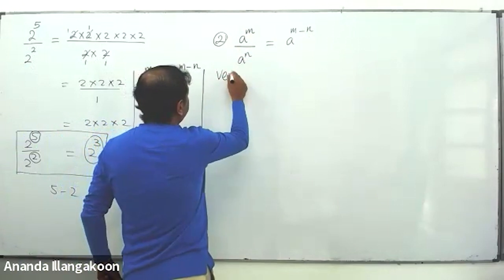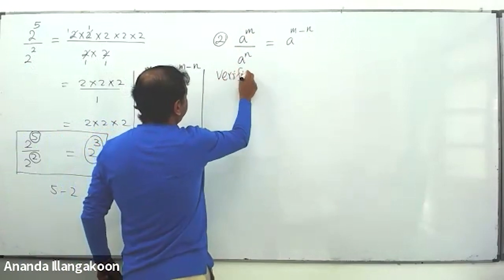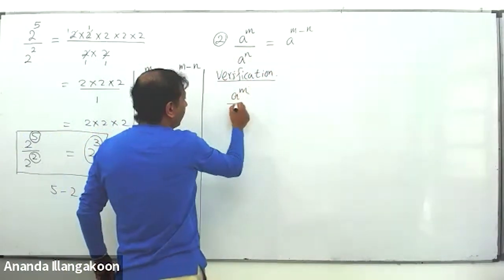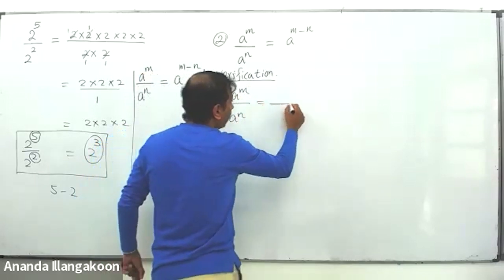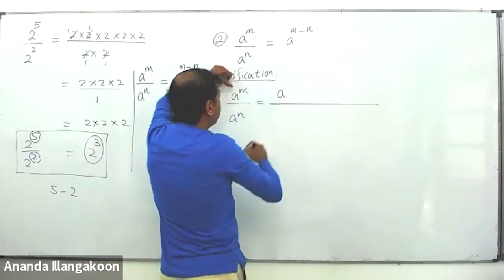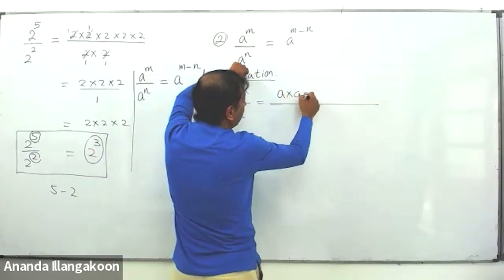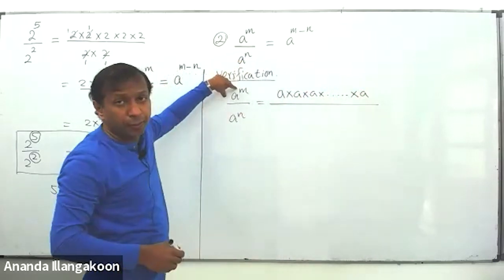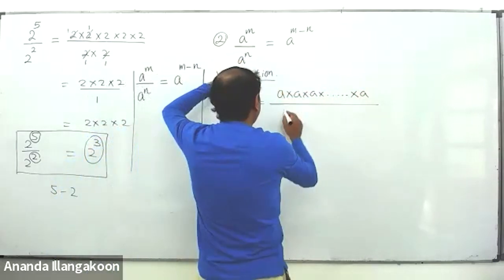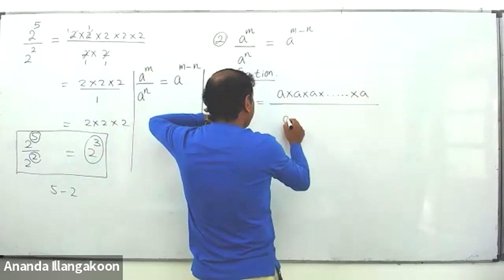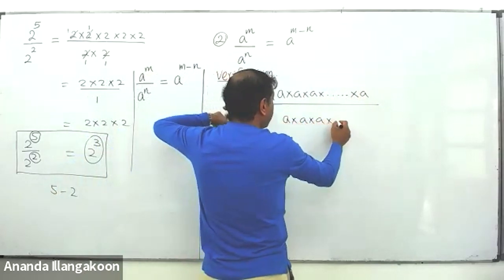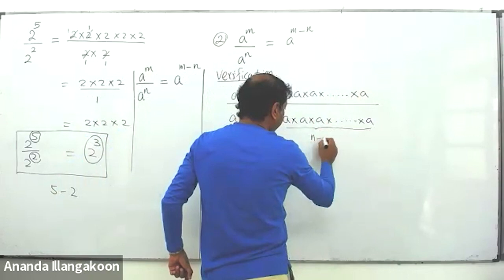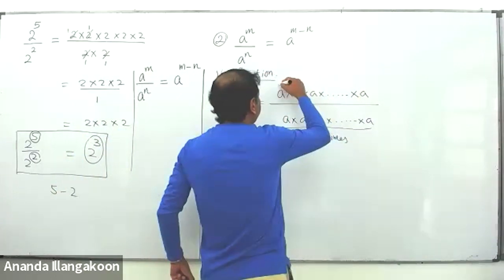We can write this verification. All right, I am going to do this verification like this. A to the power m divided by a to the power n. Then I can write this a to the power m, people. So the power is m, no? Then the simple letter a I must write how many times, people? Simple m times. And the denominator I must write simple n times. Here, n times. Here, m times.